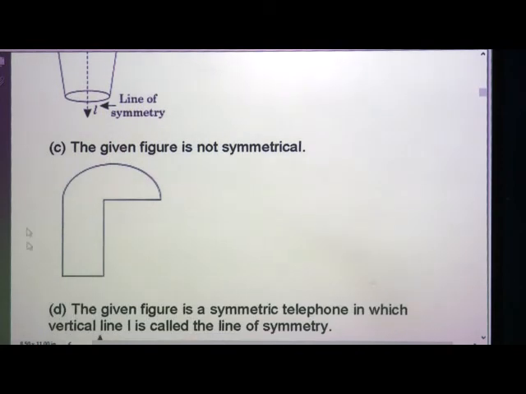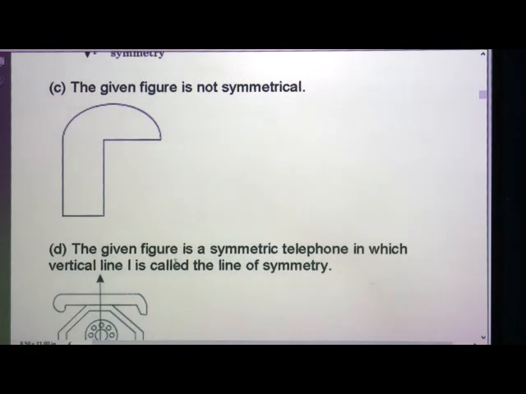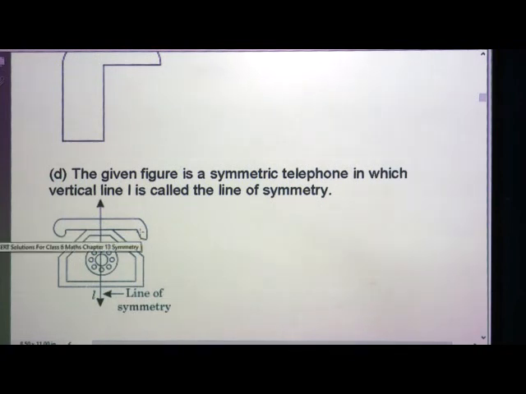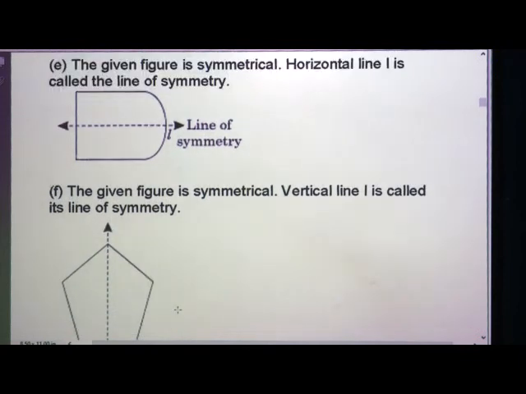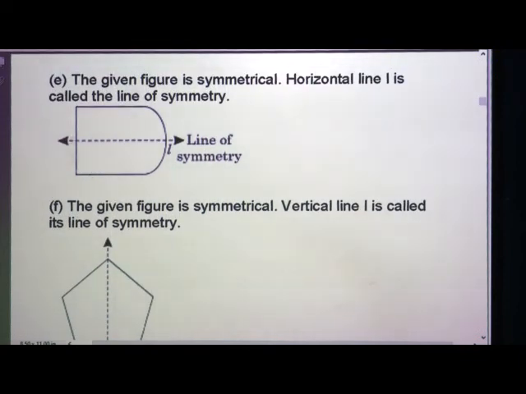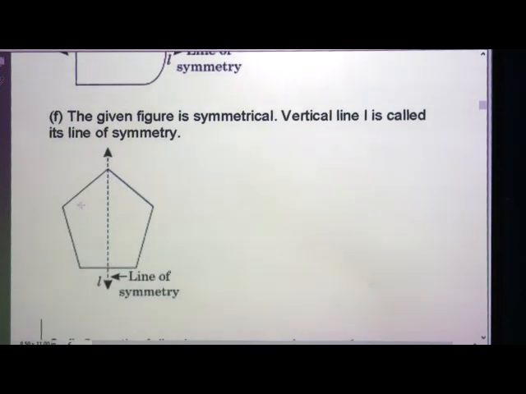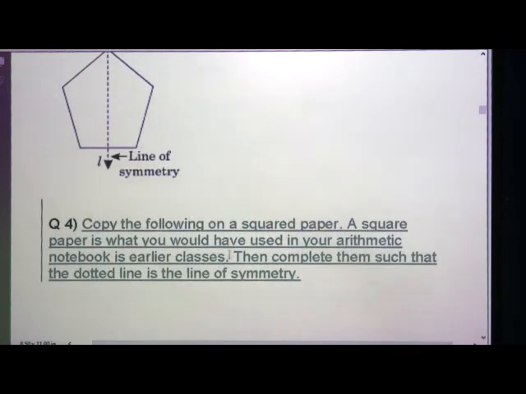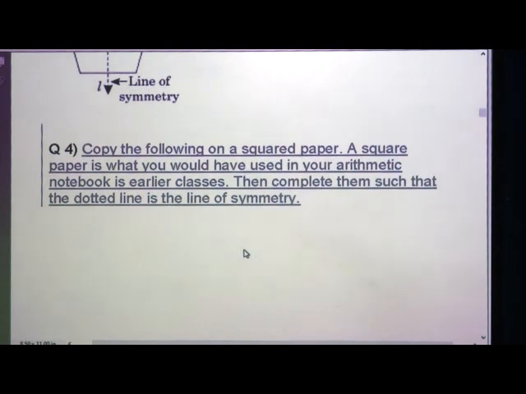Now, for this figure, do we have any line of symmetry? Can we draw it horizontally or vertically? No, because if we draw it vertically or horizontally, we won't get the other part exactly. Next, for this telephone, do we have a line of symmetry? Yes, it is in the middle. Then, for this figure, again we have a horizontal line of symmetry, and this is the pentagon. So we have the line of symmetry in the middle. So these were a few examples where we can draw the line of symmetry.